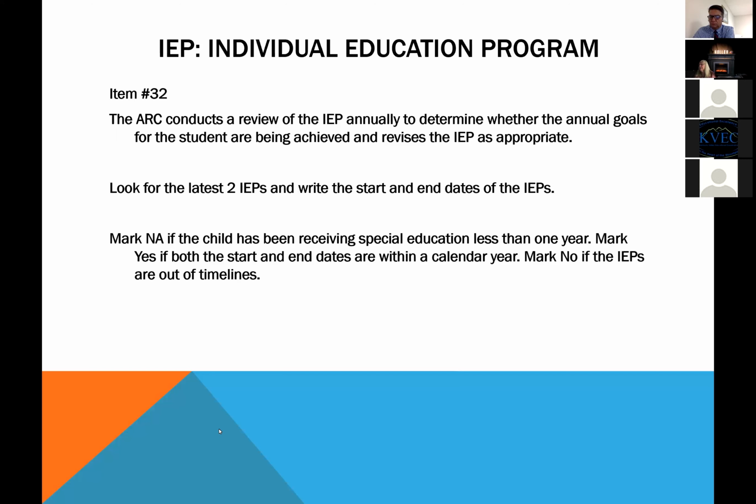And we have to look and see if they're out of timelines, because if they are, we have to mark a no. But you'll mark NA if the child has just been receiving special ed less than 1 year, because you only have that 1 IEP. Mark yes if both the start and end dates are within the calendar year. And then again, mark no if the IEP is out of timeline. Now, there's nothing we can do about that when they're out of timelines. We're just hoping that we get back on track and your next year's IEP will be on time.